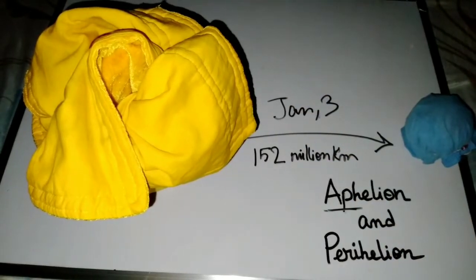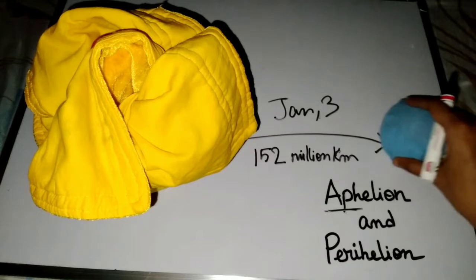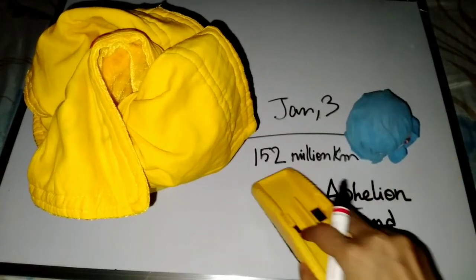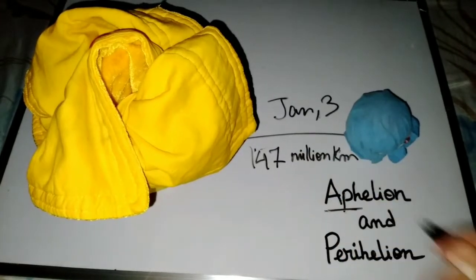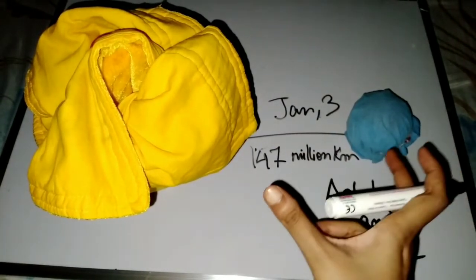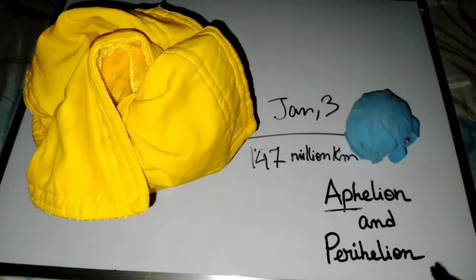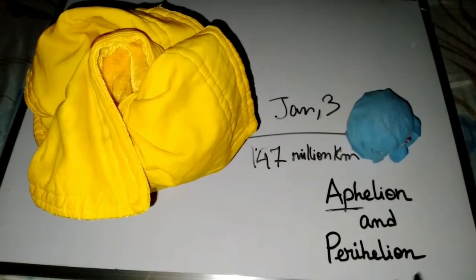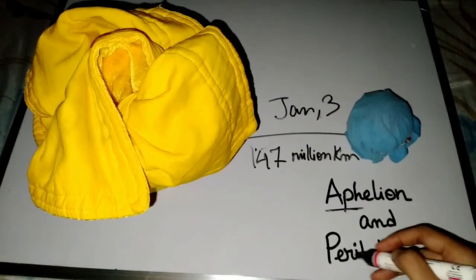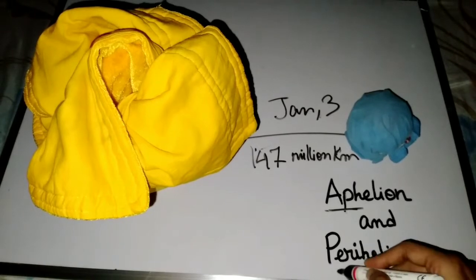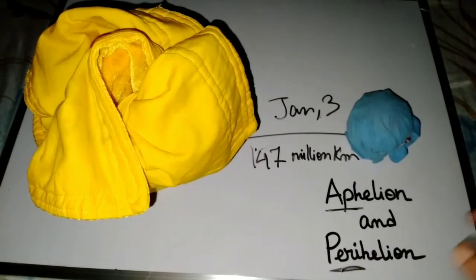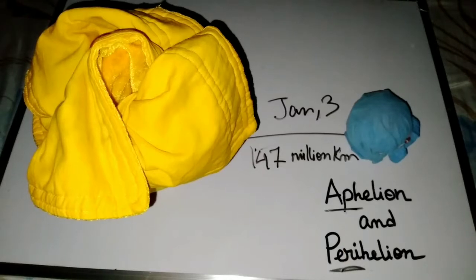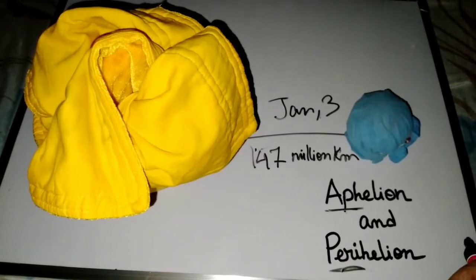January 3rd, the distance between the Earth and the Sun is only 147 million kilometers. That means it is the nearest distance between the Earth and the Sun. Every year on 3rd January, the distance between them is 147 million kilometers, and this date is known as perihelion. Now, this word is also coming from the Greek word. Peri means near and helios means the Sun. So, this is aphelion and perihelion.